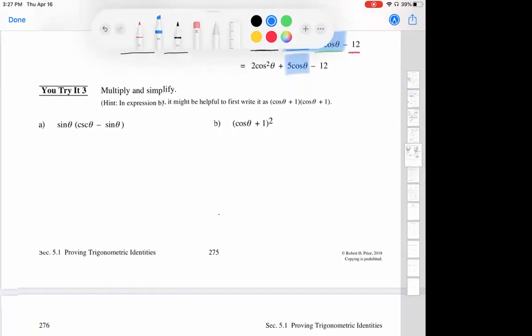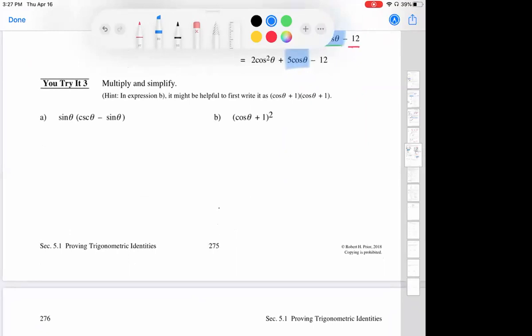So let's go ahead and do the You Try, number 3. Multiply and simplify. Hint. In expression B, it might be helpful to first write it as cosine theta plus 1, cosine theta plus 1. Okay, so let's go ahead and multiply. I have sine theta times cosecant theta. And then I have sine theta times sine theta, with a negative. These should be multiplied by each other, so I can write it as a square. So my final answer would be sine theta cosecant theta minus sine squared theta.